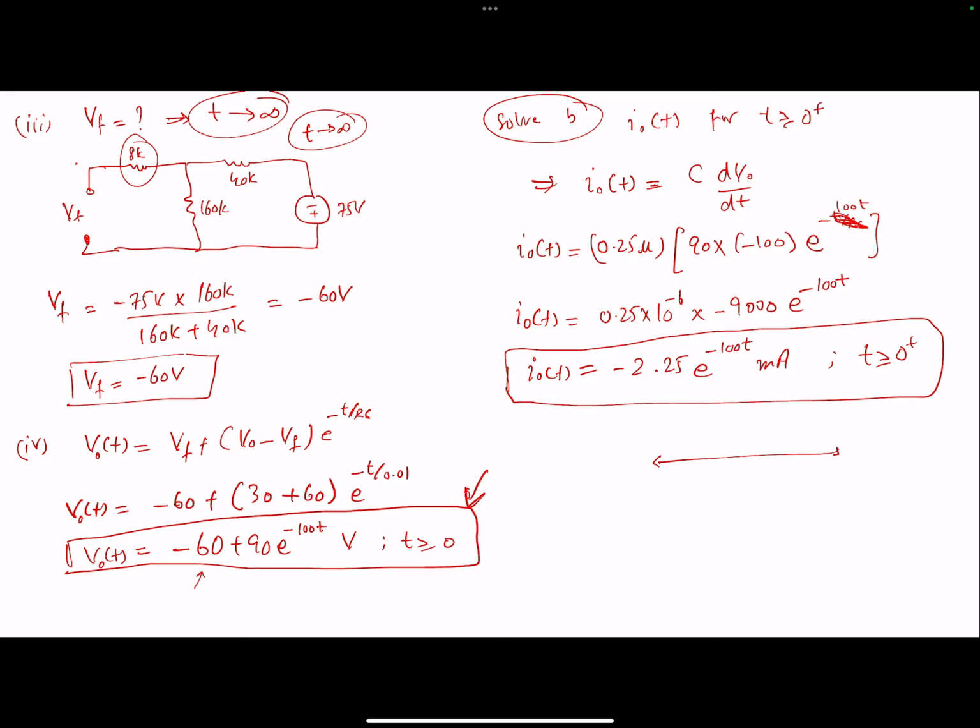Okay, so this is the end of this example problem. Sorry, I have to upload this as a separate video because I wanted to show you the whole stepwise process.